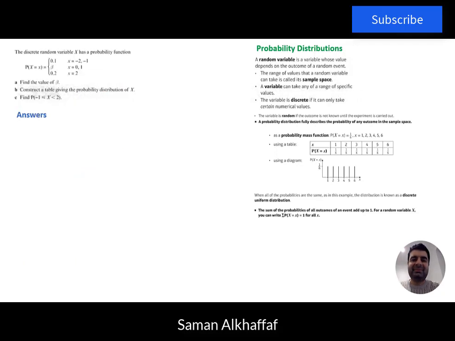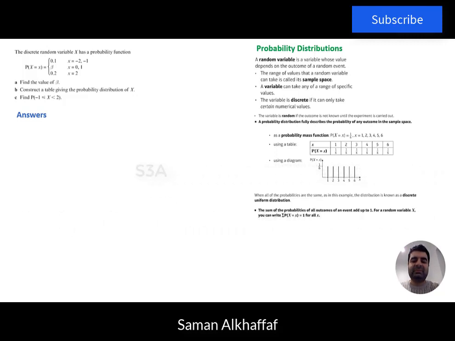In this example, the discrete random variable X has a probability function P(X = x) equal to 0.1 when x is minus 2 and minus 1, beta when x is 0 and 1, and 0.2 when x is equal to 2. Find the value of beta.